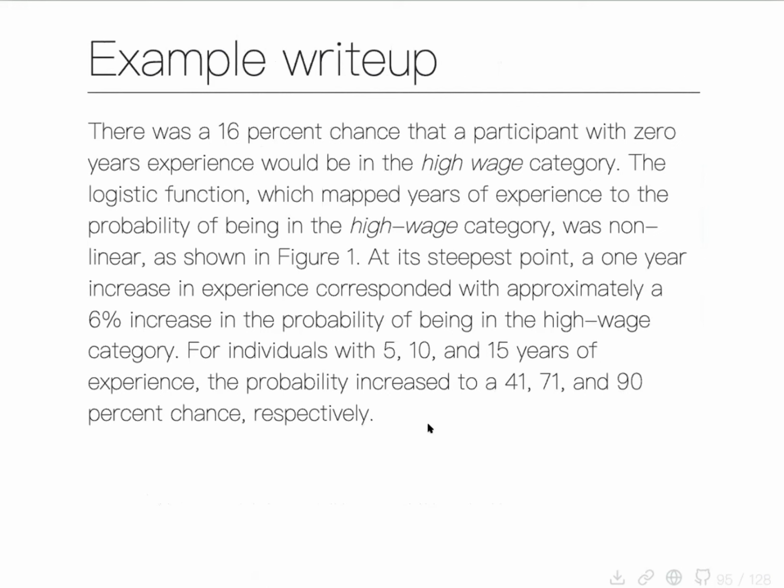So here's an example write-up. I won't read through it, but this is basically to say the same things I just said. Figure 1 references the divide by 4 rule, so a 6% increase, and then 5, 10, and 15 years corresponded to these probabilities. That's one way you can approach this so that hopefully a wider audience can understand these things.